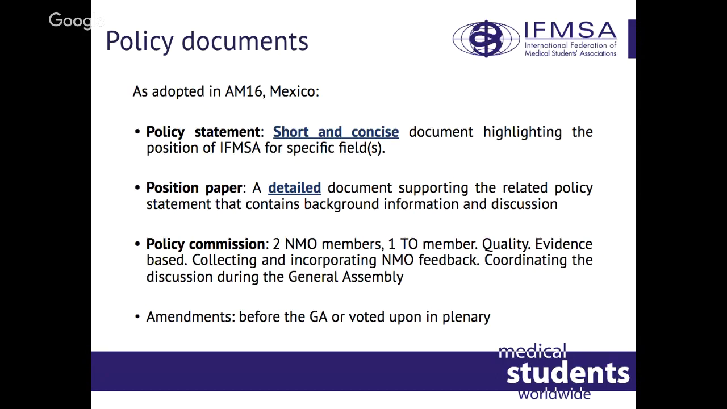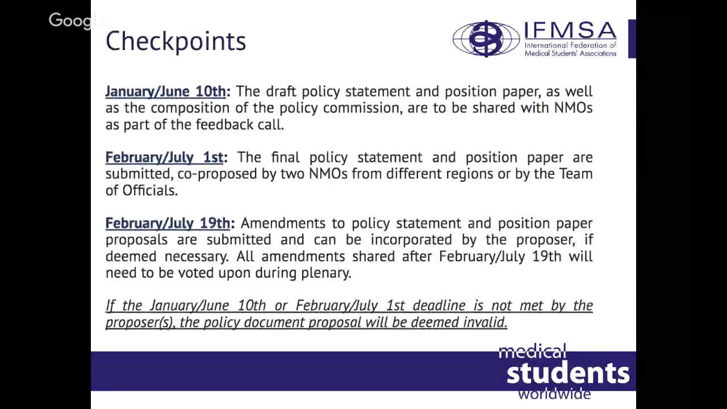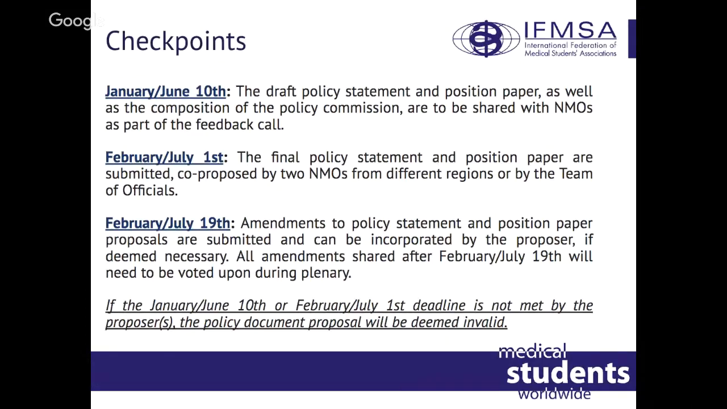So to submit a policy document, there are several checkpoints that you have to keep in mind. The first checkpoint is the January or June 10th checkpoint. In this checkpoint, the draft of the policy statement and policy position paper, also the composition of the Policy Commission, has to be sent to the NMOs, and there has to be a call for feedback. That means that right now we are at this point for the August meeting.